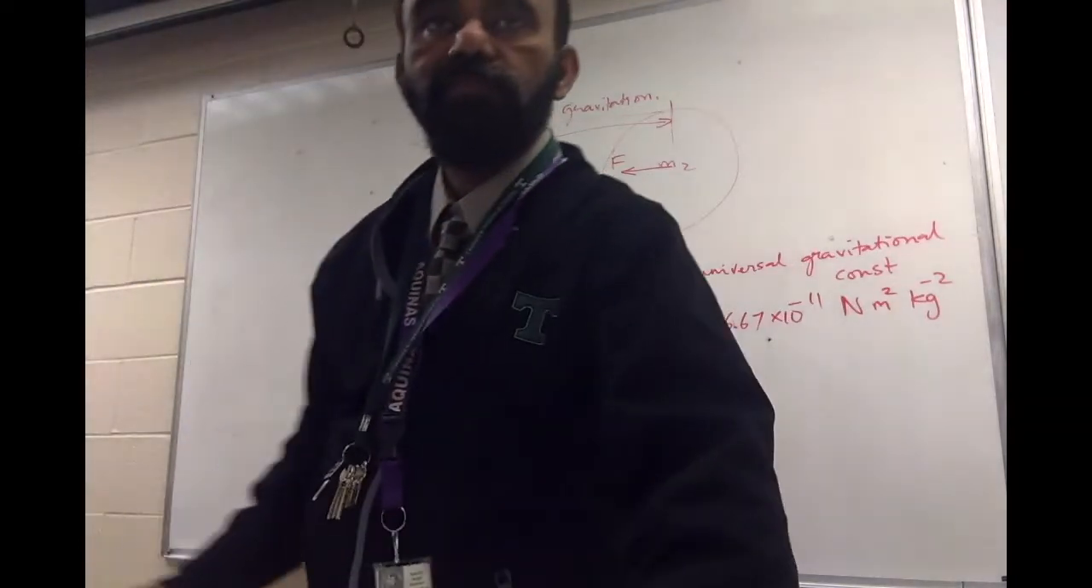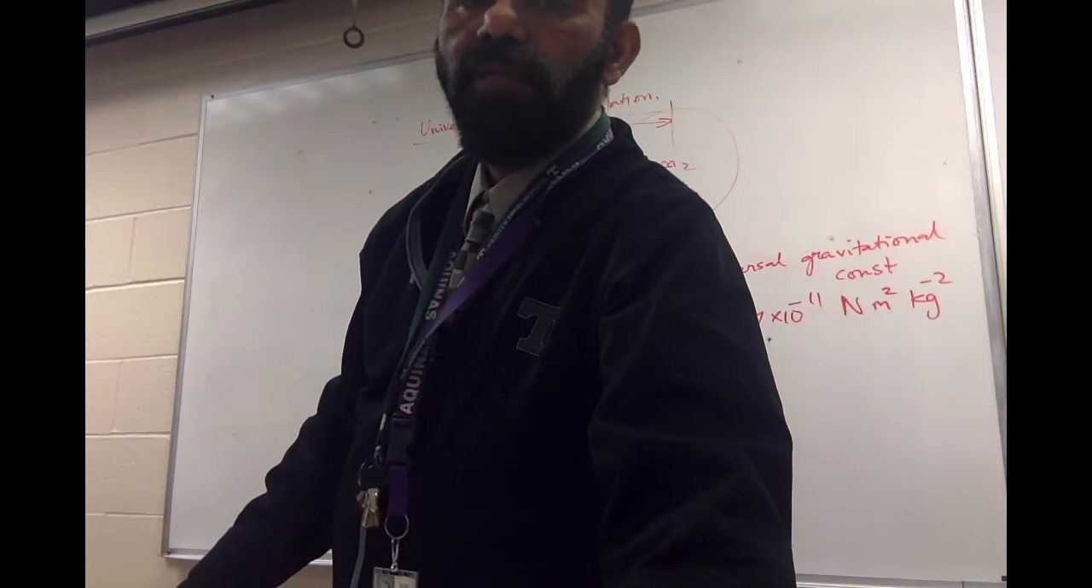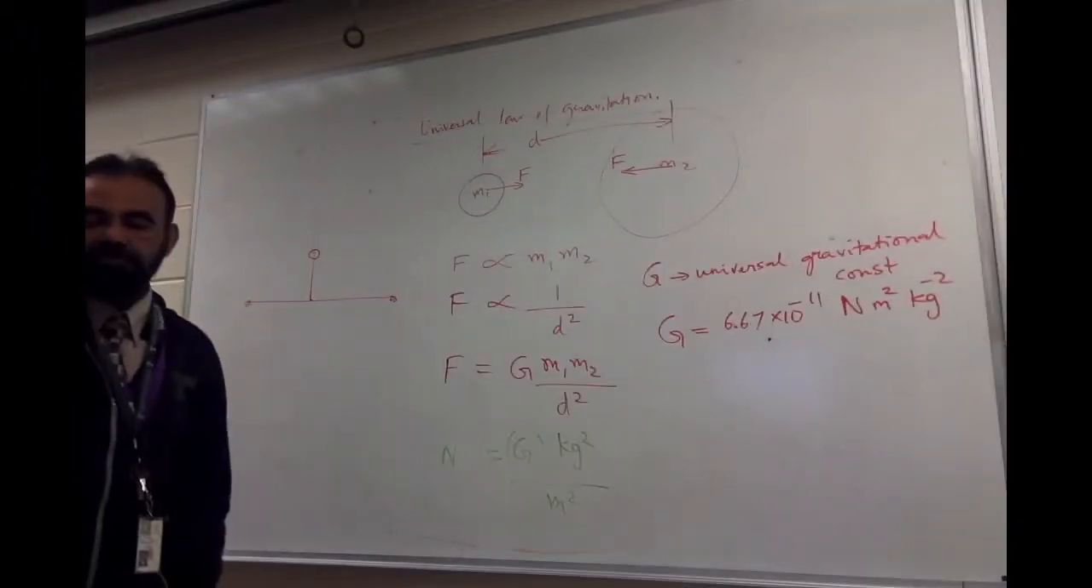Yes? So why is the universal gravitational constant 6.67 times 10 to the minus 11? Oh, those are experimentally determined. It is an experiment.